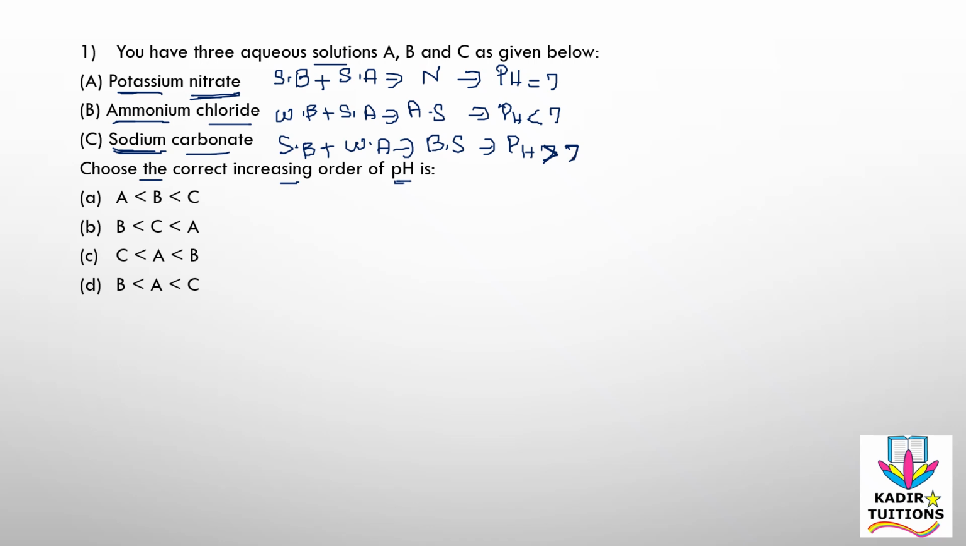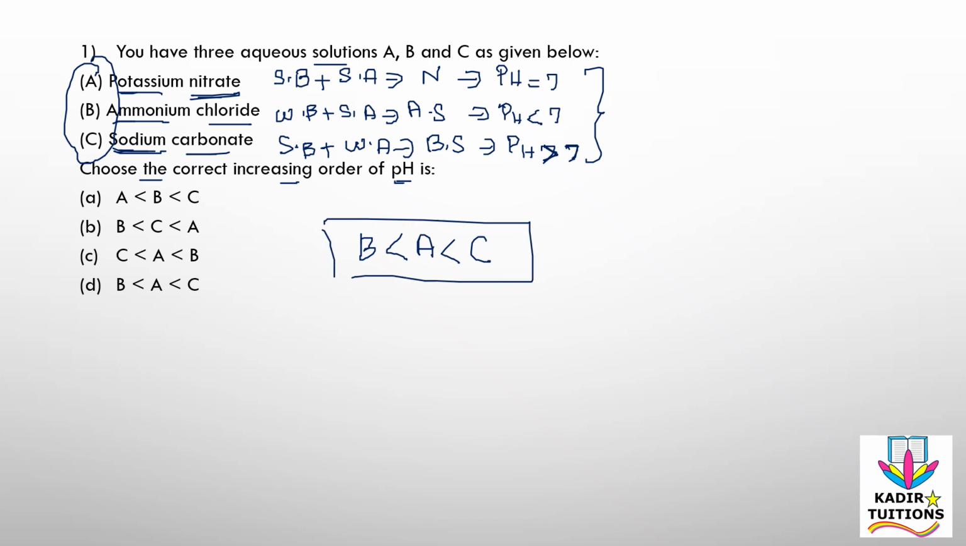Now, can we arrange these options in increasing order based on pH? Which is the lowest? Less than 7, so I can arrange B first. Then B is less than A, and A is less than C. So this is our correct option. Option D is the right answer.